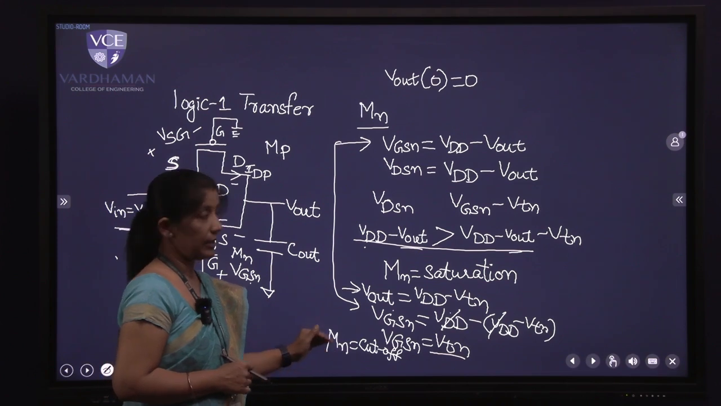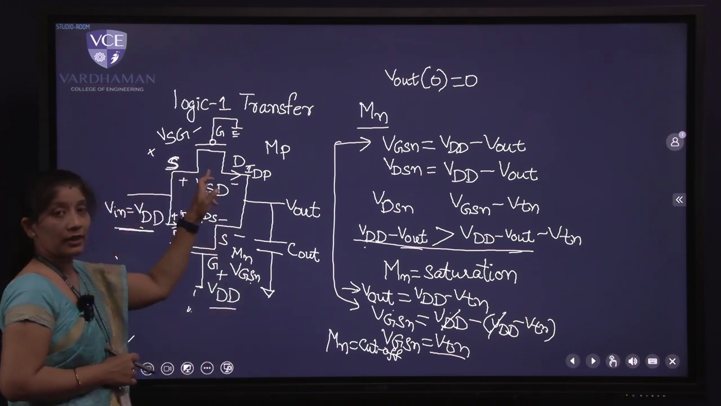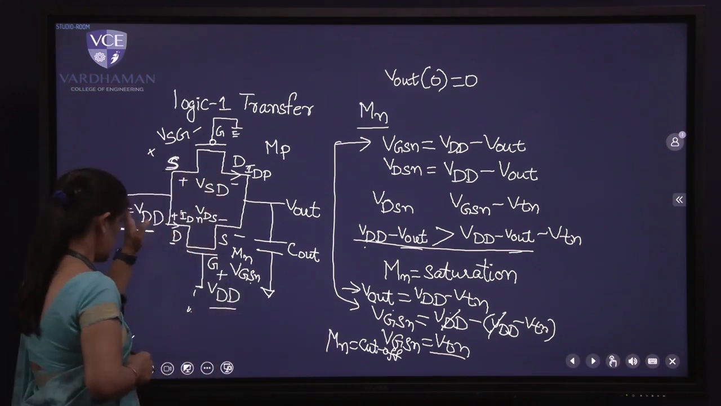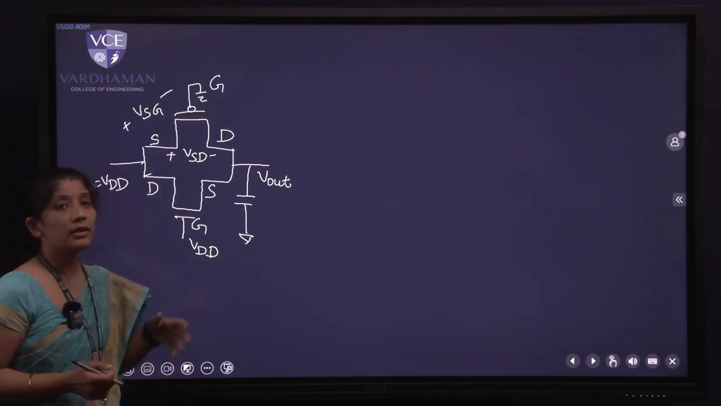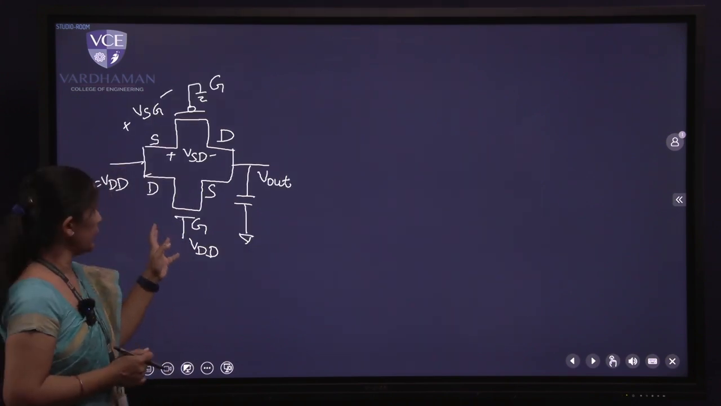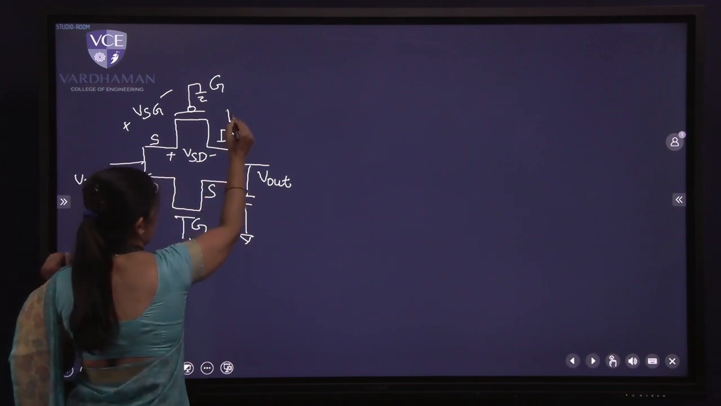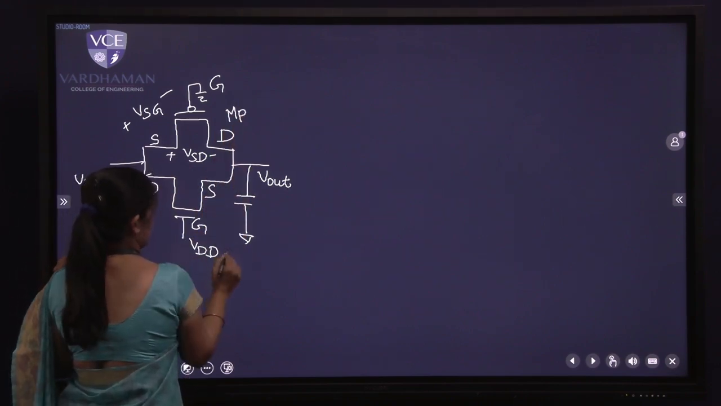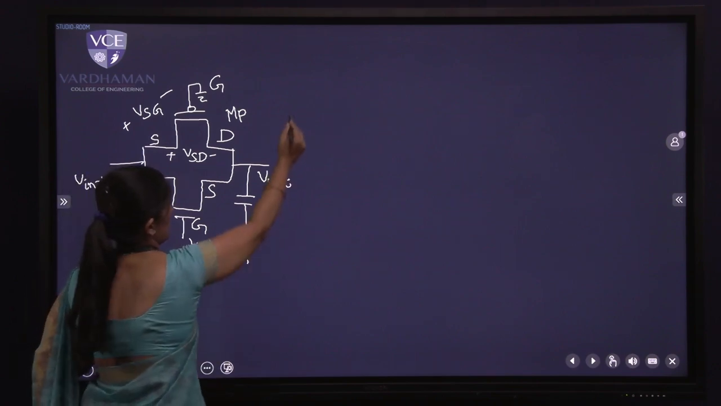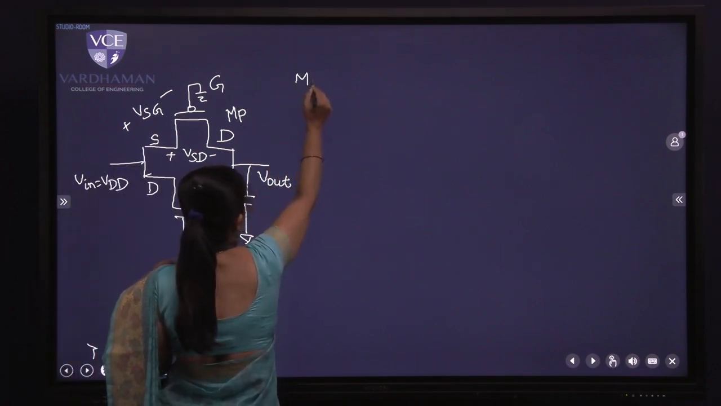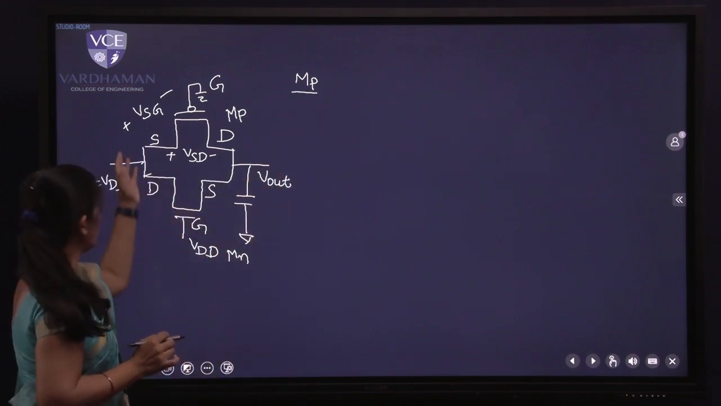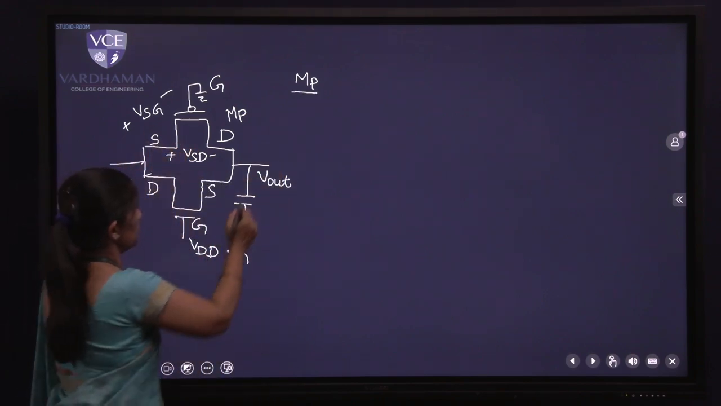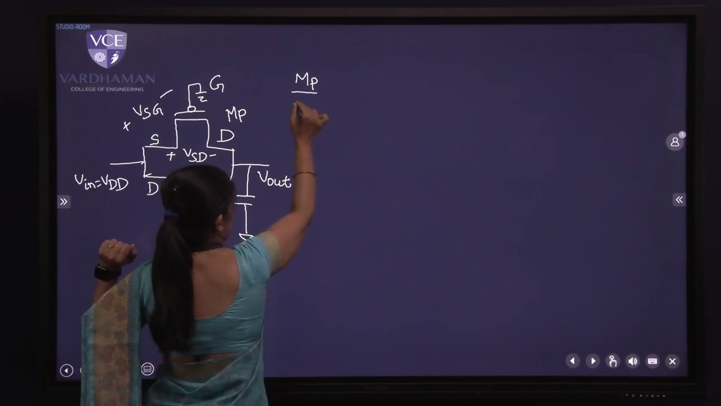Now, a similar analysis we have to do by taking the case of my PMOS transistor. So, let us see that. Now let us take our transmission gate again, and let us do the analysis for the PMOS transistor. For MP, the process is again the same. I am doing it for logic 1 transfer itself. So what do we have for the PMOS transistor? Take the conditions again and write them down.